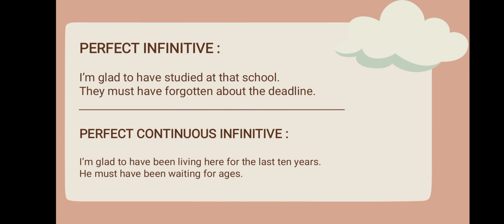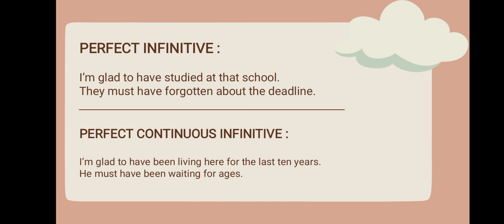And next page, we have perfect infinitive. It implies a completed action before the preceding verb. The general structure is to plus have plus past participle, or PP. And for the bare infinitive, we have modal plus have plus PP. Here are the examples. I'm glad to have studied at the school. They must have forgotten about the deadline.